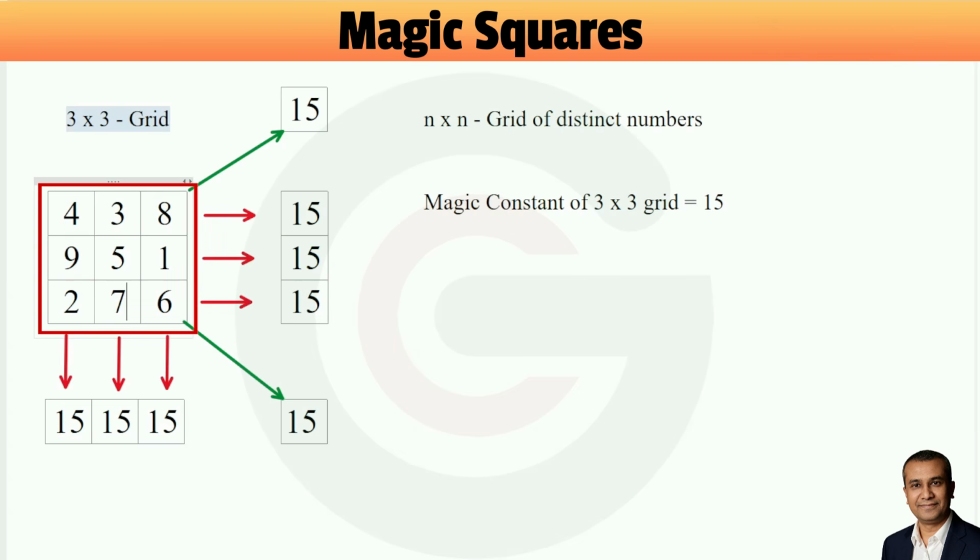Here we have a 3 by 3 grid with 9 boxes filled with numbers from 1 to 9. So here you can observe that if you add up 4 plus 3 plus 8, it will add up to 15. Similarly, 9 plus 5 plus 1 or 2 plus 7 plus 6, they all add up to 15. We can also add the digits along the columns, that is 4 plus 9 plus 2 or 3 plus 5 plus 7 or 8 plus 1 plus 6, they all add up to 15. And the main diagonals also add up to 15, that is 2 plus 5 plus 8 or 4 plus 5 plus 6. And we can create the magic square of any degree just in a few minutes.